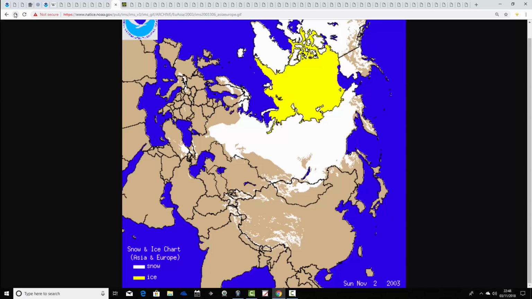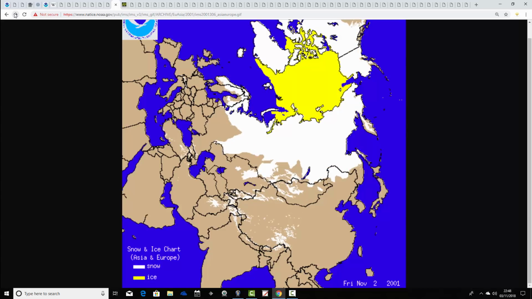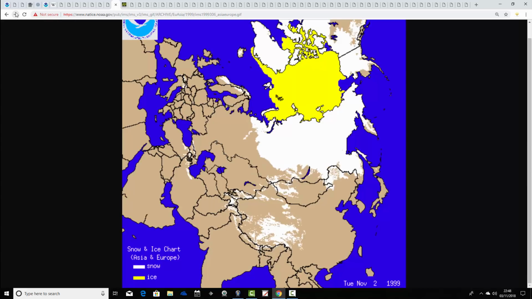2003, we are probably a bit behind 2003 for Russian snow cover, or quite close to it maybe, and probably on a par for Scandinavian. 2002 looks like that. I think we're ahead for Russian snow cover at this point, and probably quite similar for Scandinavian snow cover. 2001. Remember, this is a judgment call, so some of you will probably disagree with me on these calls, and you'll have to let me know in the comments. 2001, so again, probably quite similar for Russian snow cover, probably a little bit behind the Scandinavian snow cover.